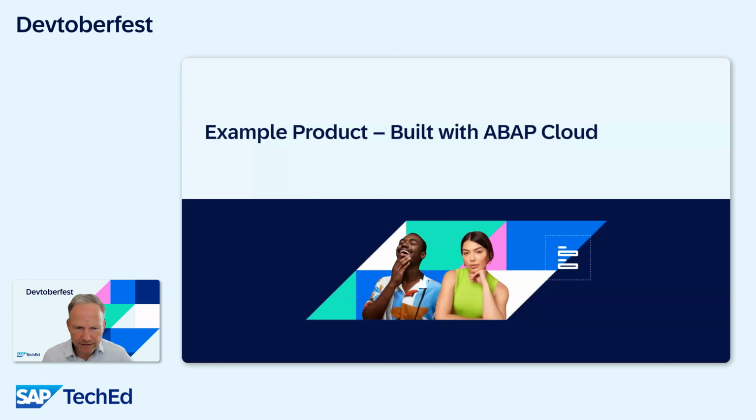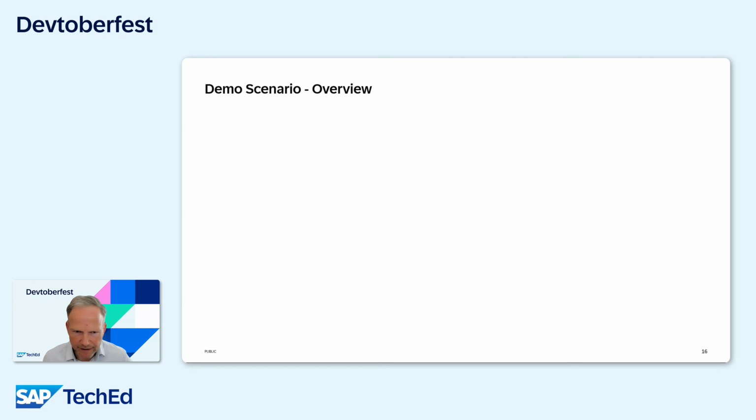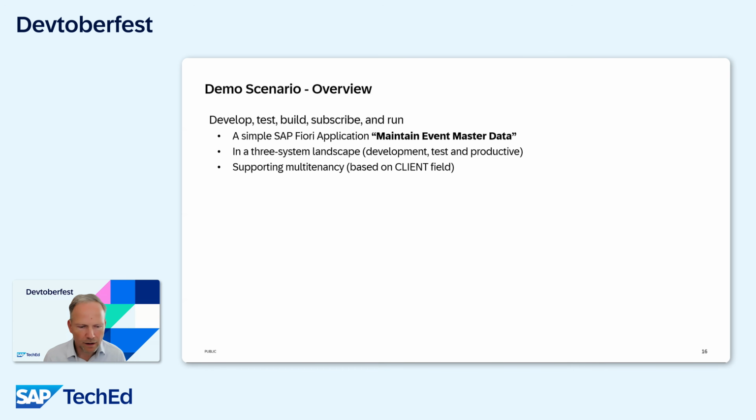All right, so with that, I would like to introduce now our demo scenario. We have a very simple demo scenario. It's just one database table with a small UI. It's just about maintaining event master data. It's about events like this one, the Oktoberfest session is just one event, and we want to maintain the master data and only a couple of fields.